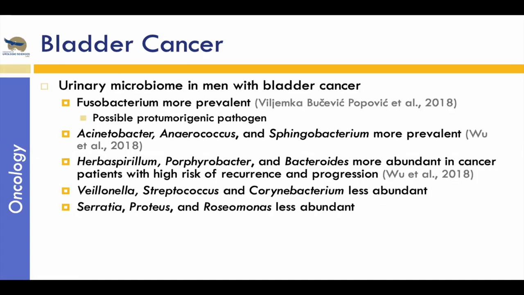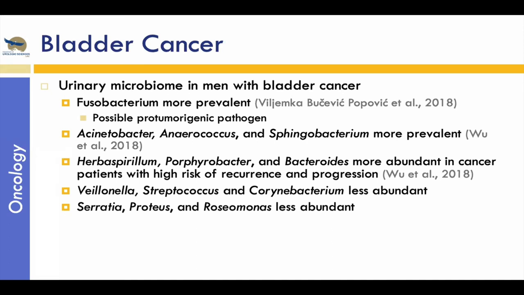Next, I'll talk briefly about bladder cancer. I did not find that many studies on it. They're all very, very small and very new. But the summary of what I found was that certain bacteria seem to be more prevalent, and one they really honed in on is fusobacterium, since it's a possible pro-tumorigenic pathogen.